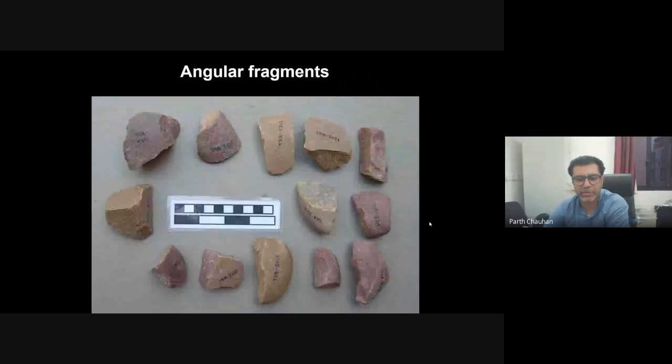And then angular fragments. Sometimes if you find these in the field, we'll just think they're natural. There are no characteristics. There are no bulbs. There are no ripple marks sometimes. So it's not clear if they're always natural or artifacts. But from experimental work, by throwing clasts on anvils, we can get an idea of the pattern of fracture.